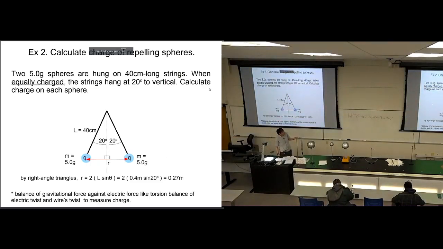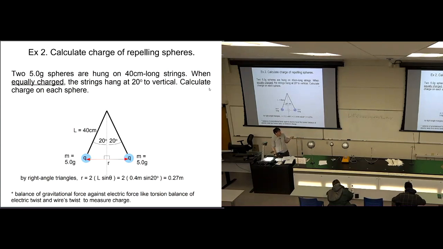Use that idea to solve this problem. We're told that the two spheres that I applied charge to had mass 5 grams. They were on strings that had length 40 centimeters, 0.4 meters. When I touched them, because they were already touching themselves, the charge spreads equally onto the two of them, so they're equally charged with the same sign of charge. And when I do that, they hung at 20 degrees.